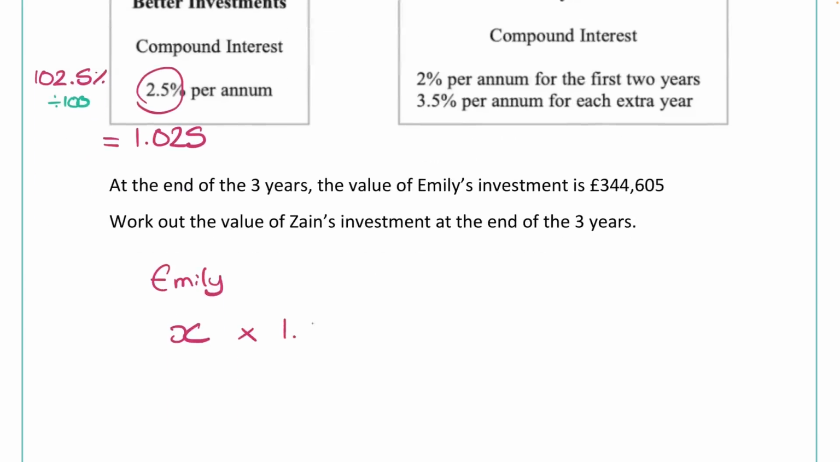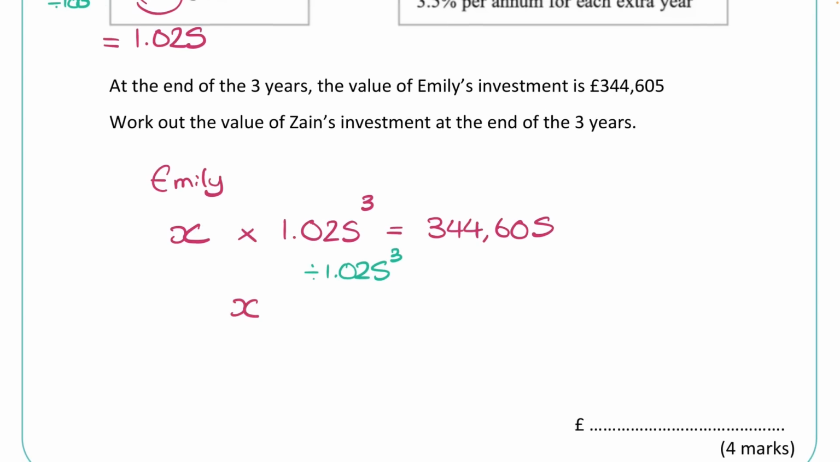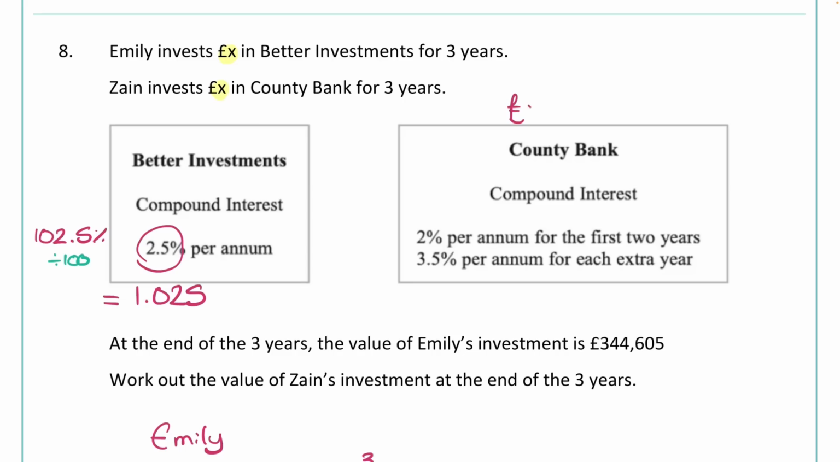So we'd have times by 1.025 to the power of 3, as it's 3 years, and we get the answer 344,605. So to work out the value of X here, we would divide by 1.025 to the power of 3. That'll tell us the value of X. So X will be equal to, we'll type it in on the calculator, 344,605 divided by 1.025 cubed. And that gives us 320,000. Now that means Zane actually invested 320,000 into this County Bank.